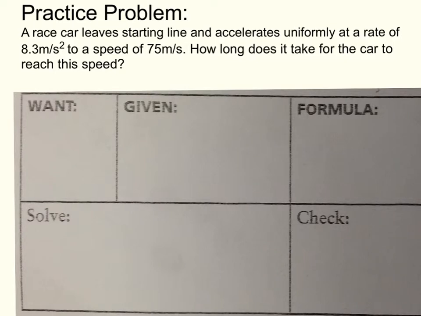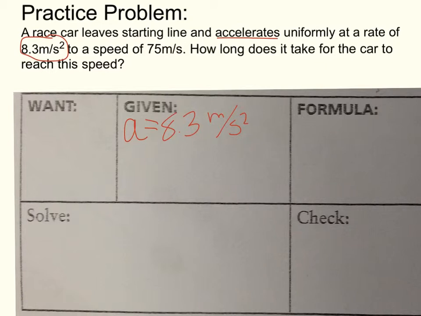Here we have a practice problem to use, and we also have a structure to help us with our organizing of problem solving. So you'll use this grid to make sure that you are correctly solving each problem. In this practice problem, you see a race car is leaving the starting line and accelerating at a rate of 8.3 meters per second squared. So we are given the acceleration, 8.3 meters per second squared.